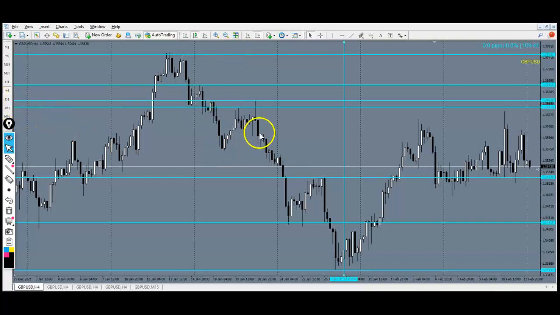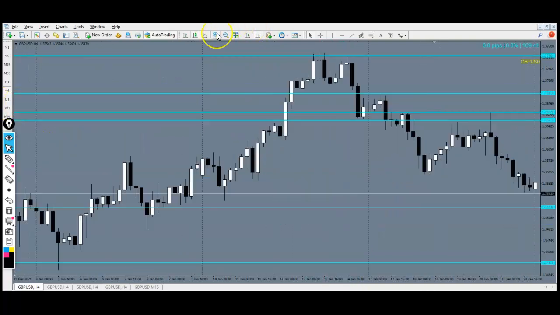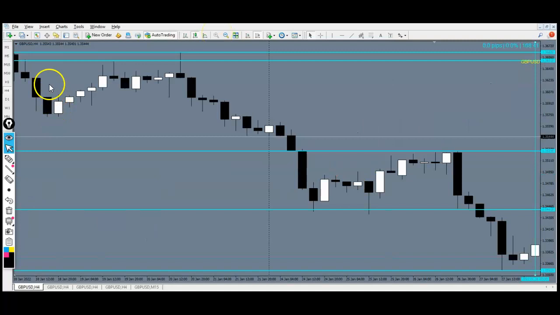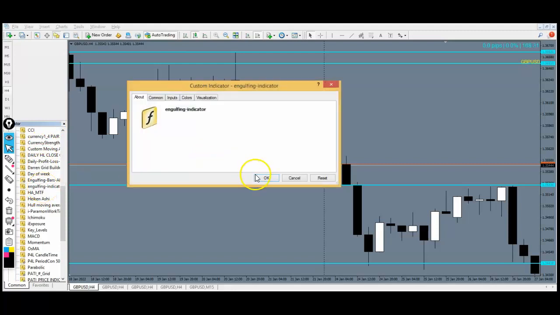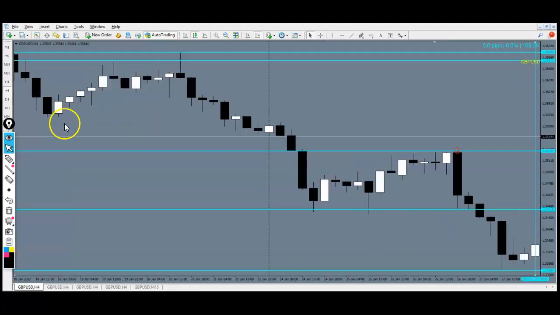Okay, so let's do our analysis. At this point, let me show us the engulfing bar tool that I use as well. Oops, it didn't show.